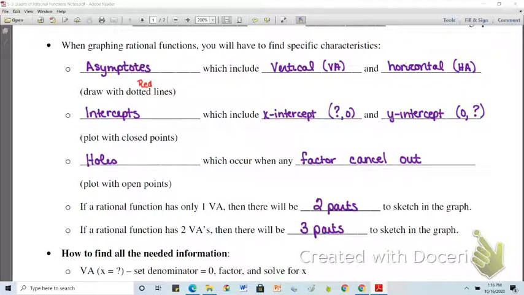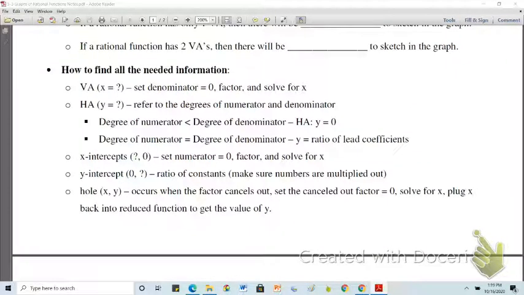For the next part, I'm going to spell out exactly how we find all this information. For vertical asymptotes, these are going to be x equals lines, and we're going to set the denominator equal to 0. Sometimes we'll have to factor it, but then we're going to solve for x. Horizontal asymptotes are going to be y equals lines. For this, we're going to look at the degree.